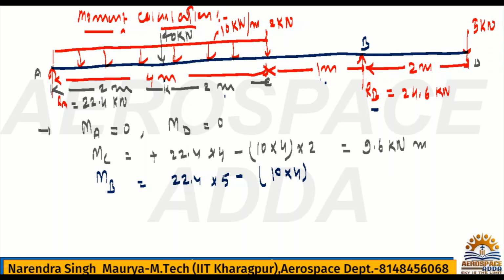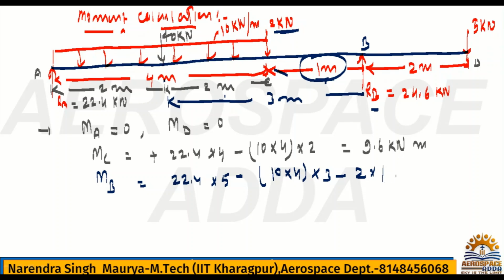So 2 plus 1, this one also, because now this distance you have to measure. So this is what? 3 meter. So this is nothing but 3, right? And 2 kilonewton, if you check, it is also here. It is acting downward. So minus 2 into what is the perpendicular distance now? This 1 meter. So 1. Okay. Is equal to, if you calculate this value, it's nothing but 22.4 into 5 minus 10 into 4 into 3 minus 2. It's coming minus 10 kilonewton.